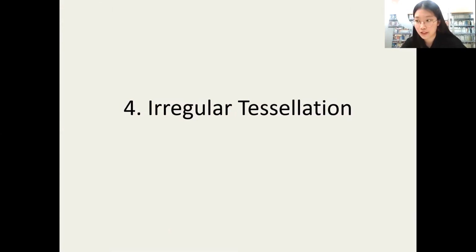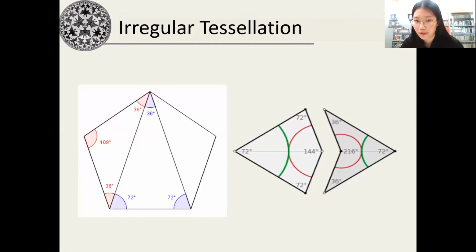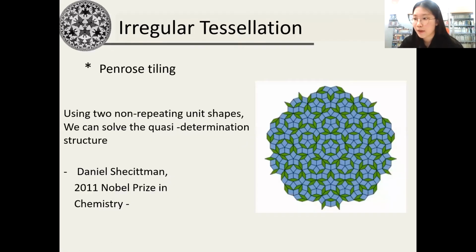For aperiodic tessellations, the pattern is not repeated periodically. As you can see in this picture, there is no periodic repetition of the patterns, so we call it an irregular or aperiodic tessellation. Aperiodic tessellations can be represented by the Penrose tiling, which is a tessellation made by a mathematician, Roger Penrose. Penrose tilings utilize the fact that 2 types of unit shapes that do not have any repeatability can be used to fill a whole plane.